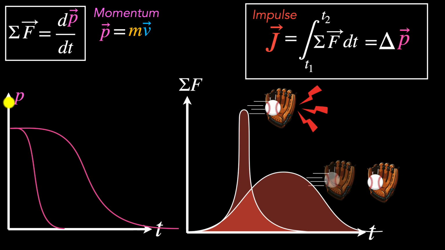So the slope of the momentum-time graph gives you the net force. And we can see that from this equation. And the area under the force or the net force-time graph gives us the impulse, or it gives us the change in momentum. Again, we don't have to memorize any of this. Integrals always give us areas, and derivatives always give us slopes.